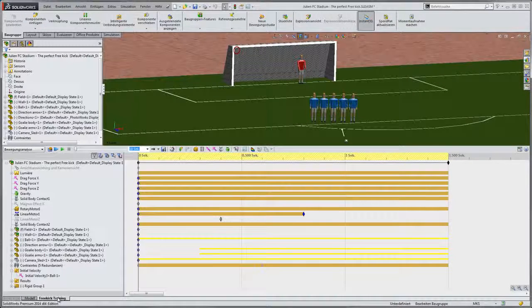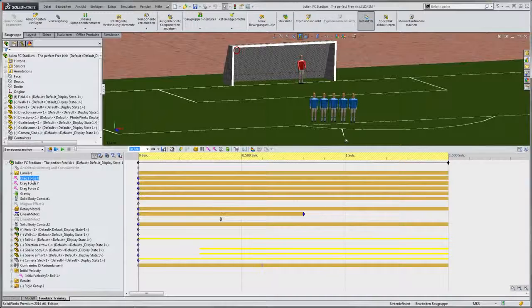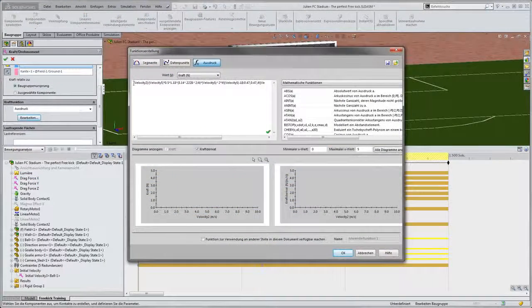The first physical effect we will take into account is the drag force. We will build the drag force components with a ratio to the total velocity. The components are dependent on the drag coefficient of a sphere. In this case, it is a function of the Reynolds number, taking into account laminar and turbulent flow, as well as the cross-section, the air density and the velocity squared. We will use the function builder to define the components.